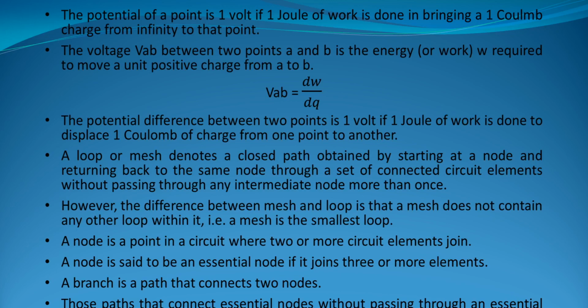Okay, then comes the potential difference between 2 points is 1 volt if 1 joule of work is done to displace 1 coulomb of charge from one point to another. Okay, this is the same definition as the first one. The potential of a point is 1 volt. This is the potential difference between 2 points. That will be 1 volt if to displace 1 coulomb of charge from one point to another, 1 joule of work needs to be done. Then the potential difference between the 2 points will be 1 volt.